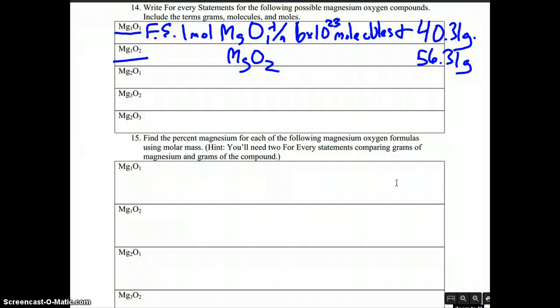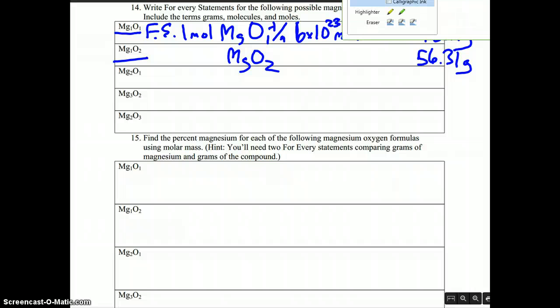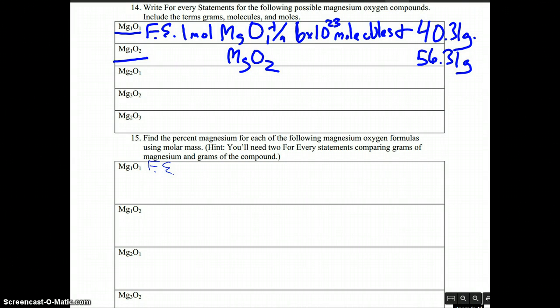Number 15, find the percent magnesium for each of the following magnesium and oxygen formulas using molar mass. And again, this time it says right there that you're going to need 2 for every statement. So I'm going to make a little smaller pen here. From my problem up there, I'm going to say for every 1 mole of MgO, there are 6 times 10 to the 23rd molecules and 40.31 grams.